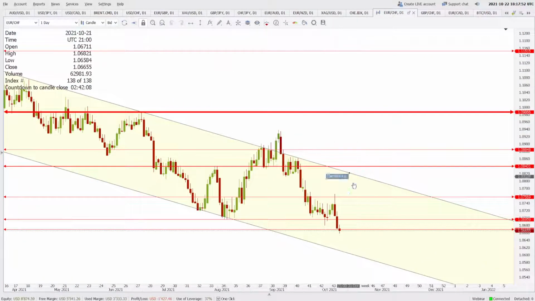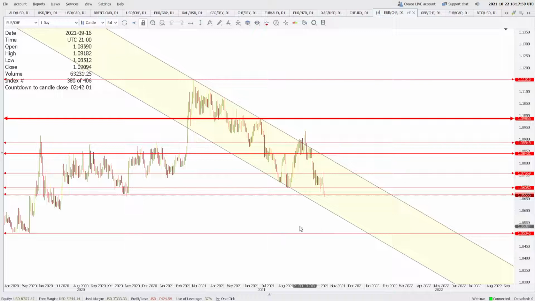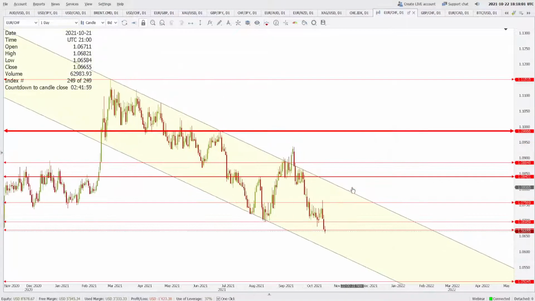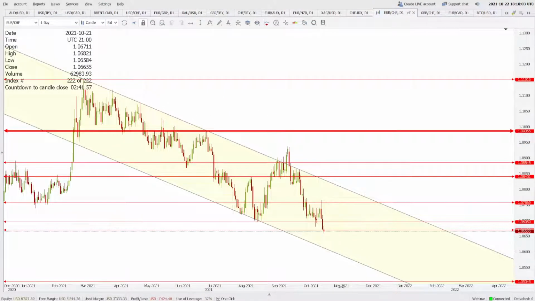Euro CHF has just gone below the 1.0668 mark, which we were considering a very good support for the market. If we see a close below, then 1.0504 will be exposed in this market. On the higher side, we have resistance at 1.0668 and 1.0695.